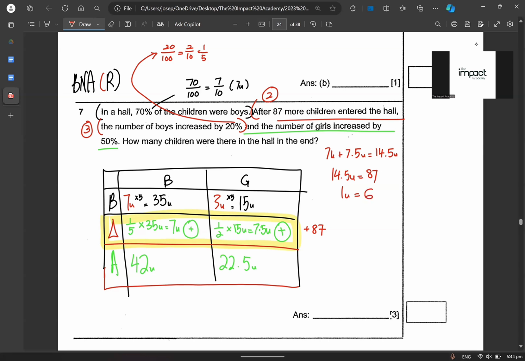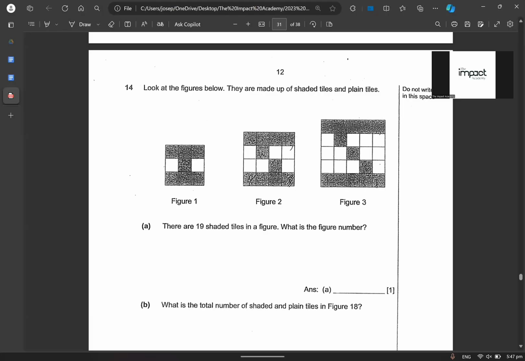Make sense? Well, the question is asking you how many children were there in the hall in the end. So in the end, how many units are there in total? This 42 units plus this 22.5 units, that is 64.5 what? Units. Am I making sense or not making sense? All right, so when you find that, you do 6 times 64.5 units, you get to an answer of 387 children in the end.